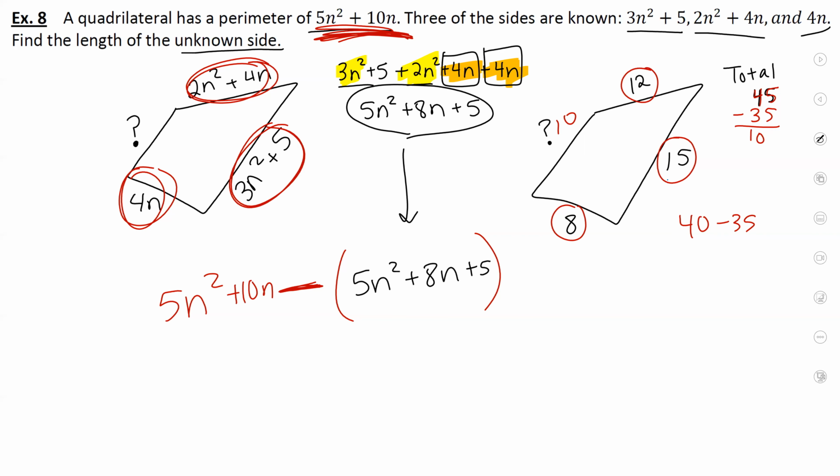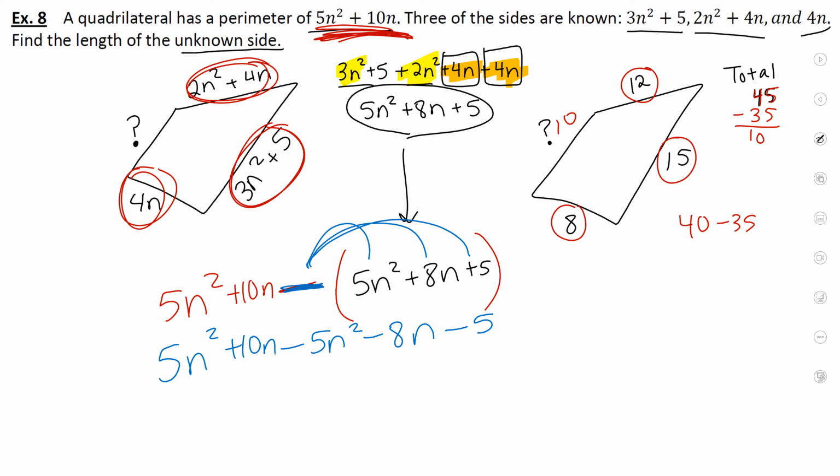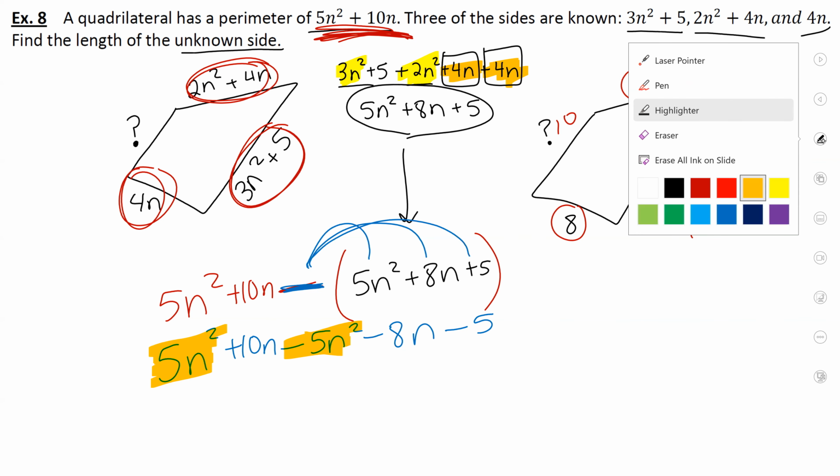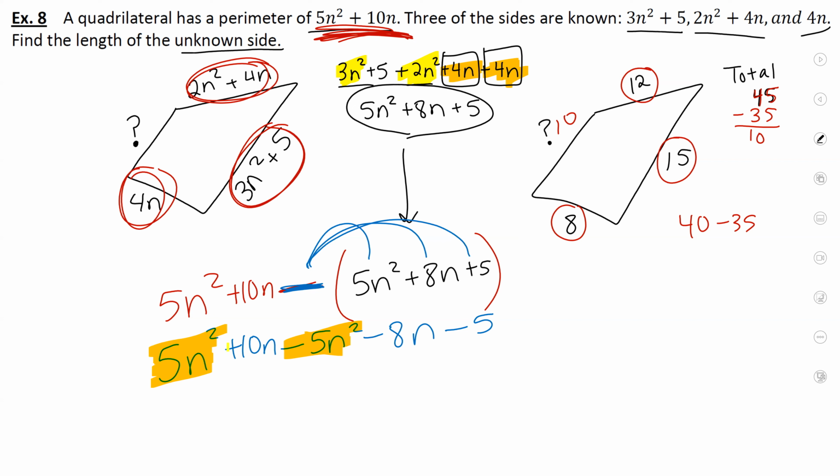All right, what you should have done, you should have distributed this negative. So this becomes a minus 5n squared. This becomes a minus 8n. And this becomes a minus 5. That minus goes to everything. This can just come down. Now we're going to combine like terms. So let me highlight the like terms. These are like terms. And 10n minus 8n. They both have an n. So we're going to combine those.